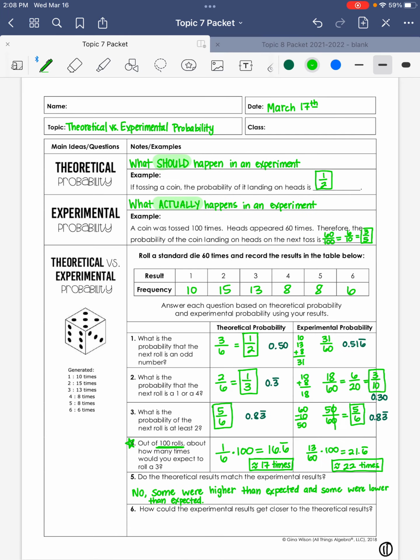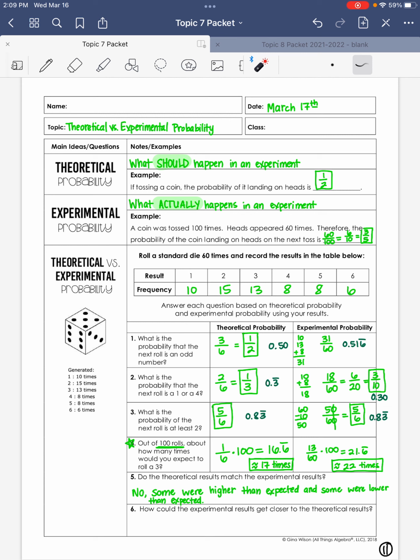So the reason I say that, remember, we first compared in number 1 these two decimals, and we said that this one right here was higher. So the experimental probability was higher than we expected it to be. And then in number 2, we compared these two decimals, and we said that this one right here, the 0.30, is lower than what we expected it to be. Now, oddly enough, in number 3, we got the exact same probability, so those matched. But that's not always going to happen.